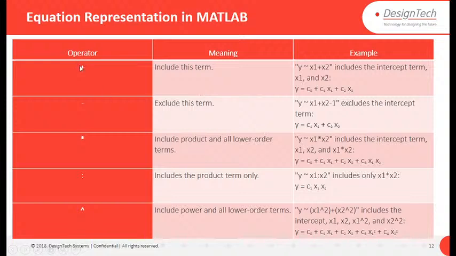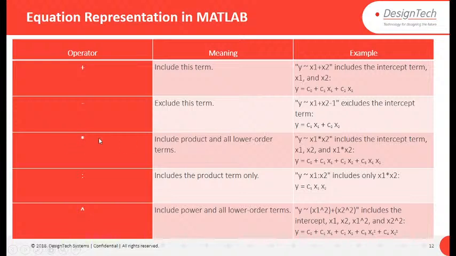So in this case we are adding the terms. The plus sign means I am adding the term. Now let's say you don't want the constant coefficient in your equation, then we use the minus sign. Here you see the tilde sign shows the equality. y is equal to x1 plus x2 minus 1. What does minus 1 mean? That we don't want that constant. So your equation will become y is equal to c1 x1 plus c2 x2.